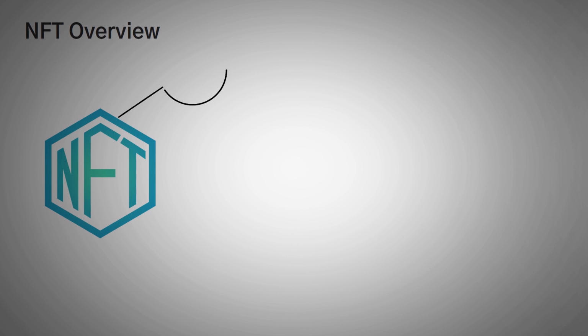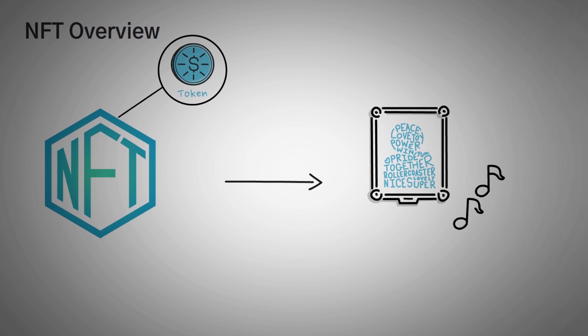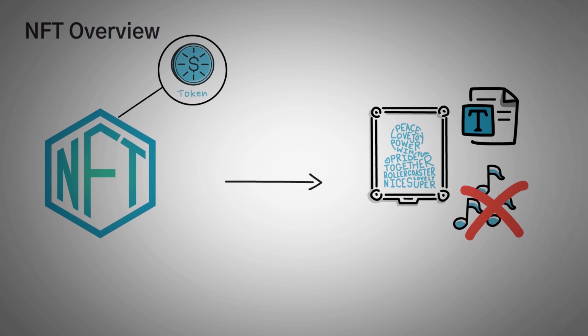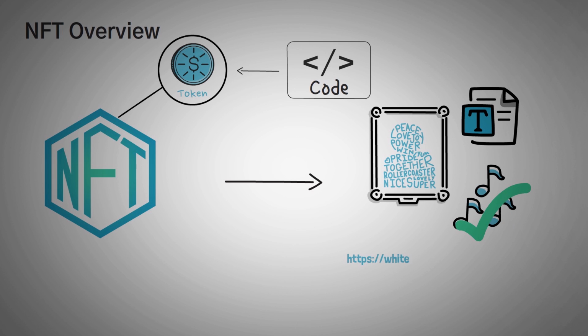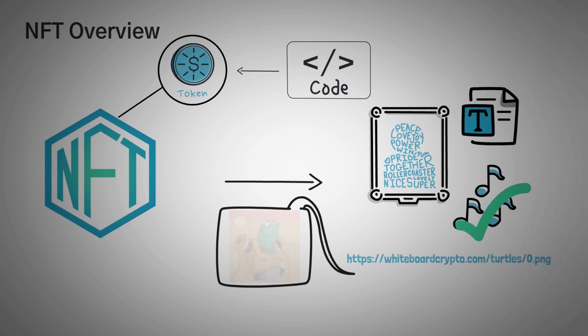Next, let's get into an overview of NFTs, just in case you're not completely familiar with how they work. So an NFT is simply a token that's unique. To be more specific, it's literally just a token. It's not a picture, it's not a piece of music, it's not anything else. It's literally a token with an identifier. We can make it represent a picture by coding something into that token and saying, this token represents the image that is hosted at whiteboardcrypto.com/turtles/0.png. But without that hosted image, the NFT itself has no other data. It's literally just a pointer.